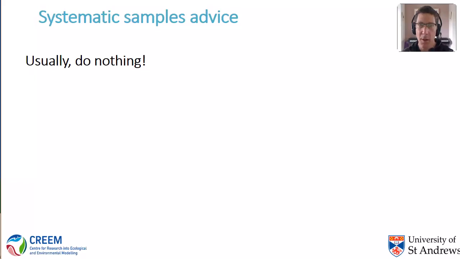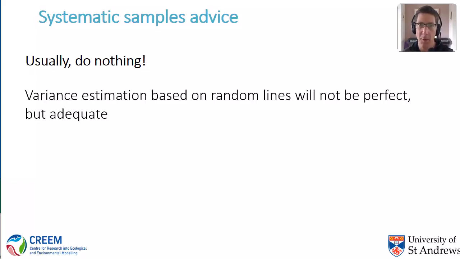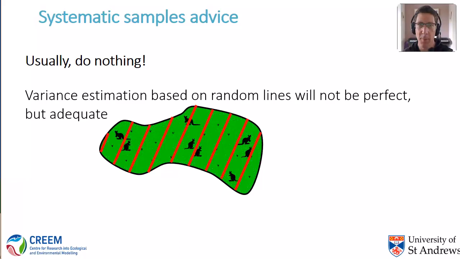Does this matter? Well, a lot of the time this doesn't matter at all. A lot of the time, variance estimation based on random lines may produce a small overestimate, but it'll be perfectly adequate. And that's particularly the case when you have lines that are more or less the same length through the whole study area and animals that are more or less evenly distributed, like these ones here.